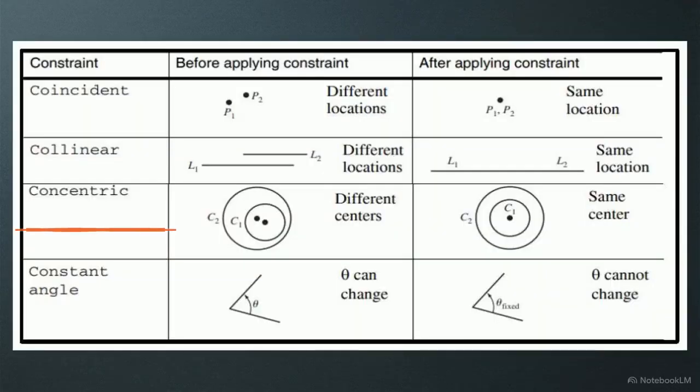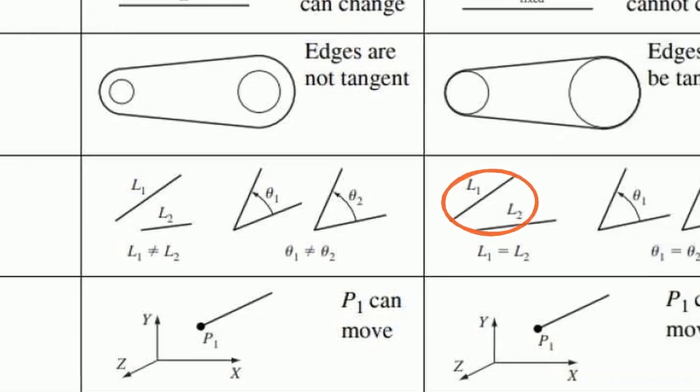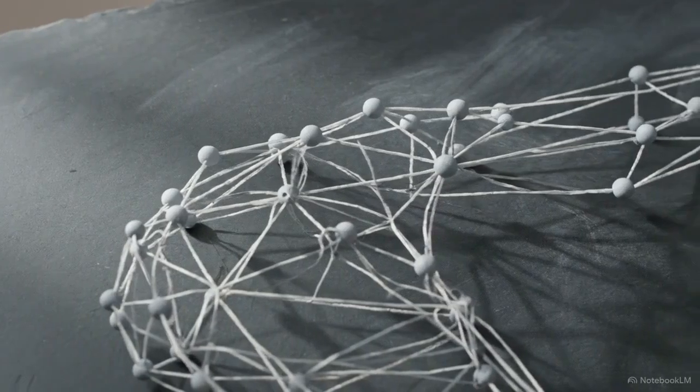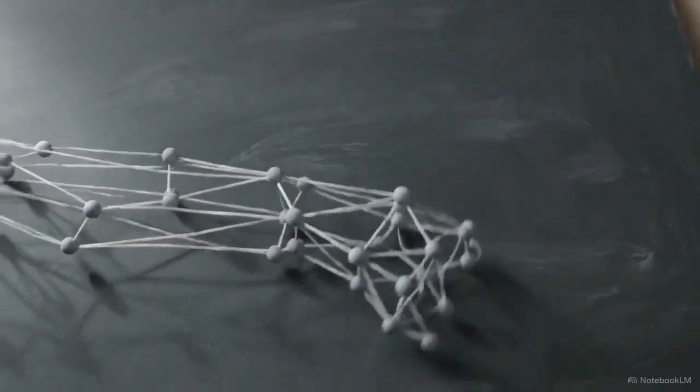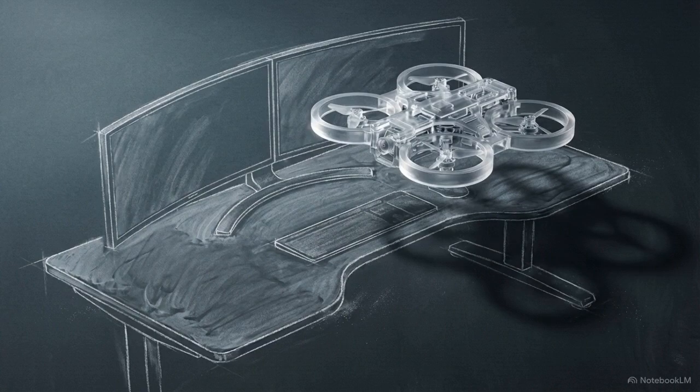The middle row uses a concentric constraint, forcing two circles to share the same center. The bottom row uses a constant angle constraint, locking an angle in place even if the attached lines are stretched. Look at the equal row on this second chart. We can take two separate uneven lines and mathematically force them to always maintain the exact same length. By locking these rules in place, constraints turn a rigid drawing into a smart, flexible system that automatically adjusts itself to new engineering demands.